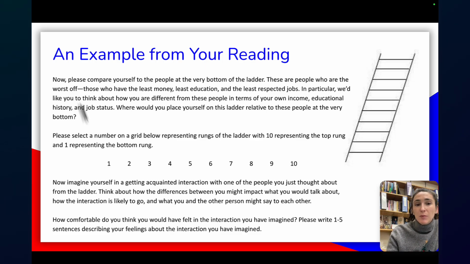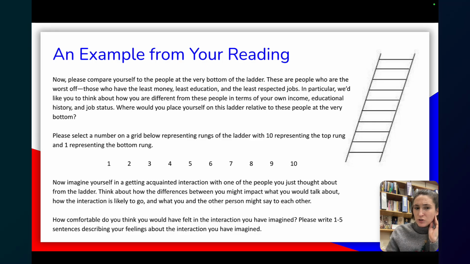Please select a number on the grid below representing rungs of the ladder, with 10 representing the top rung and 1 representing the bottom rung. So this is low income on the ladder, 1, and 10 is high income. Now imagine yourself in a getting acquainted interaction with one of the people you just thought about from the ladder. Think about how the differences between you might impact what you would talk about, how the interaction is likely to go, and what you and the other person might say to each other.